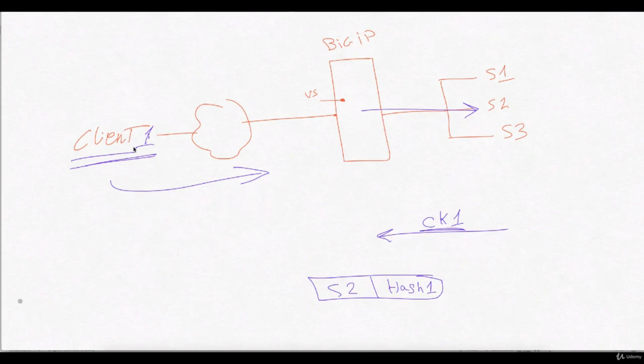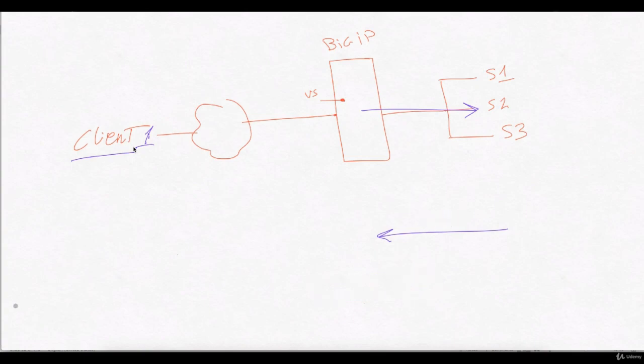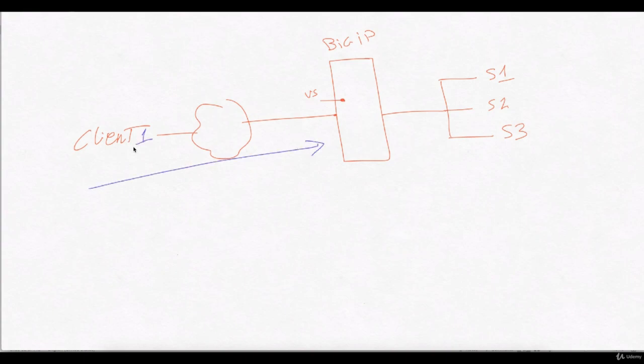So let's clean this. Client 1 sends a request. We do load balancing. We send him to server 1. Now server 1 responds. Now here, the BIG-IP will insert the cookie.